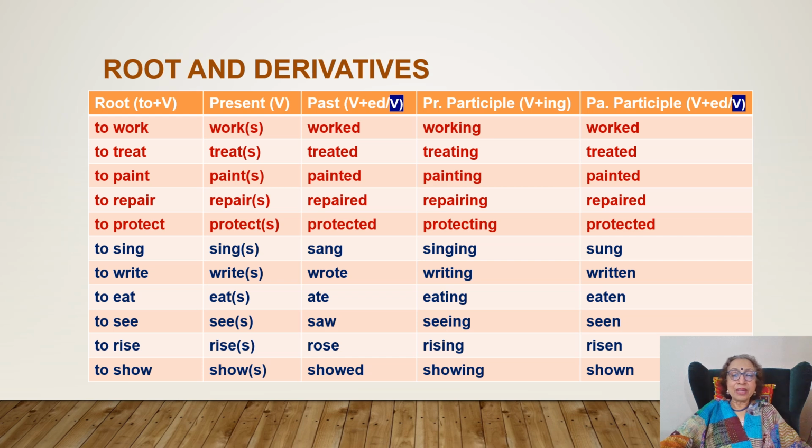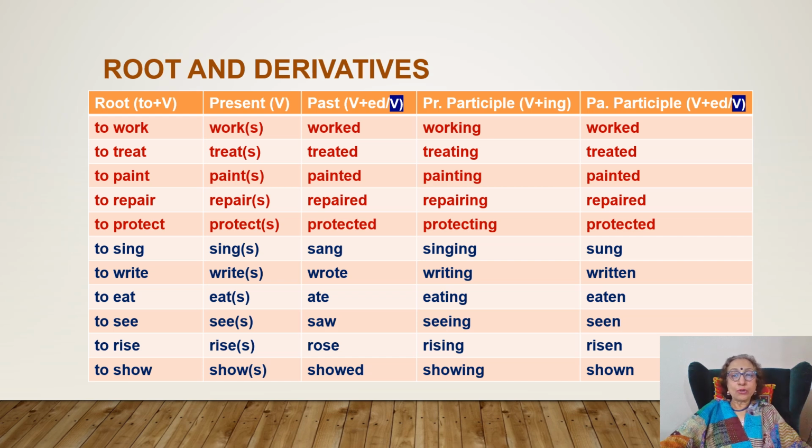Now look at the irregular ones. I'm not reading the present tense and the present participle because they are just the same. The rule has not changed. The rule changes for the past tense and the past participle. So past tense of sing is sang and past participle is sung. Write is wrote and written. Eat is ate and eaten. See is saw and seen. Rise is rose and risen.